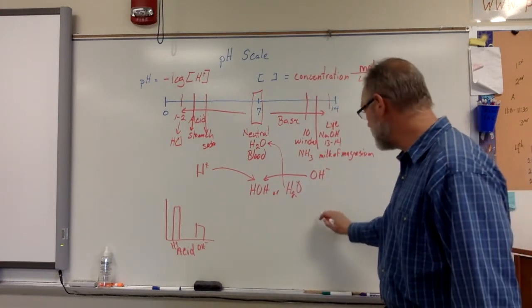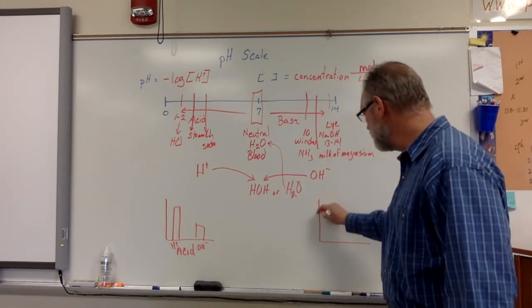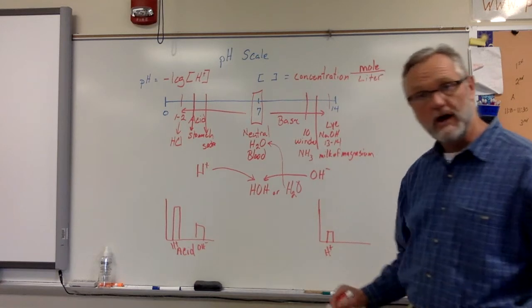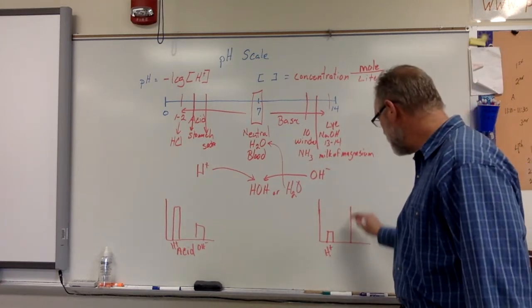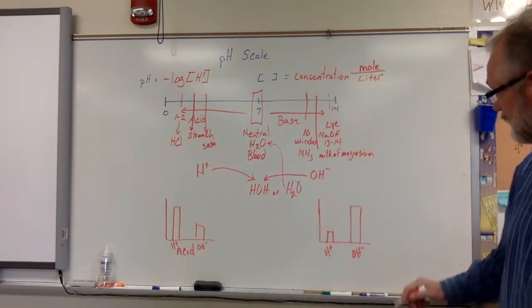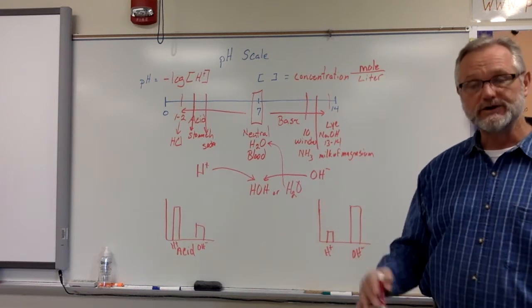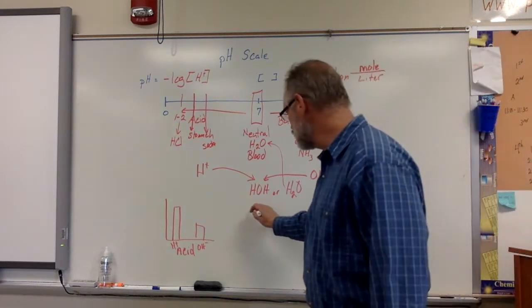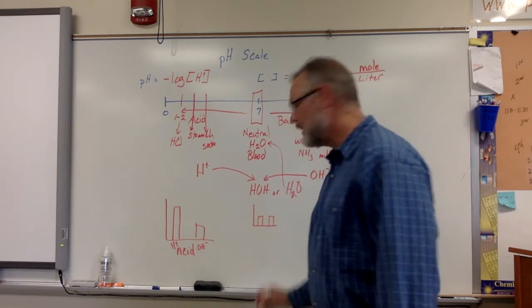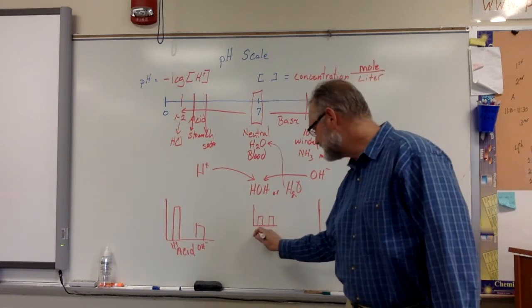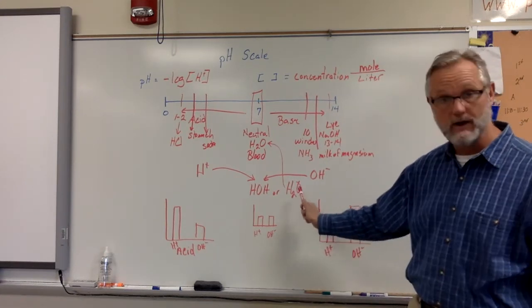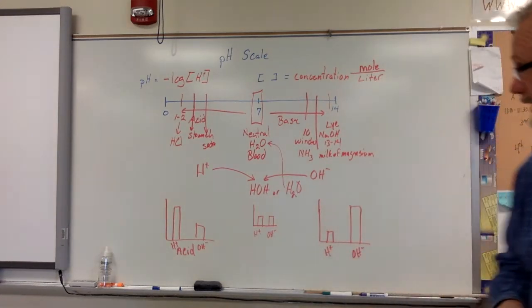If I come over here and look at a graph of a base, it looks very, very similar, just the opposite. It's going to have a lower concentration of your hydrogen ions and a much higher concentration of your hydroxide ions. So therefore, this would be considered basic. Now, what's going to happen if you have a neutral substance? You got it. It will have the same amount of each. So we have the same concentration of hydrogens as we do the OHs. So you have none left over. You have 100% H2O being created.